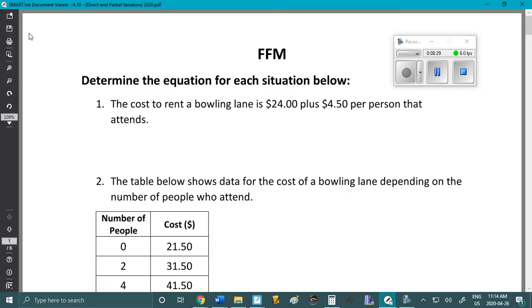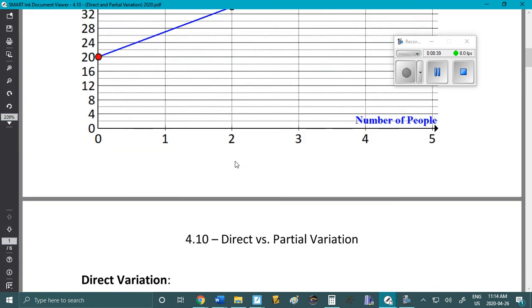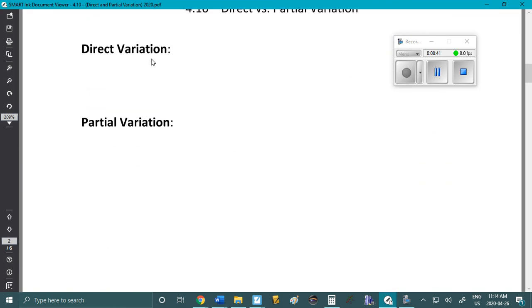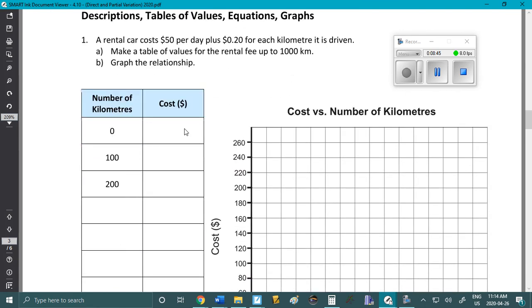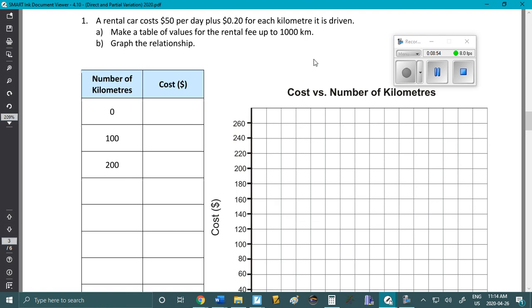Now I'm going to flip to your handout. This is the first 5 minutes. Hopefully you did that already. I'm not sure how to get rid of that, so I guess that's just going to stay there. So let's scroll down. We just defined direct and partial variation. Now let's do some questions. Okay, so a rental car costs $50 per day plus 20 cents for each kilometer. Make a table of values up to 1,000.